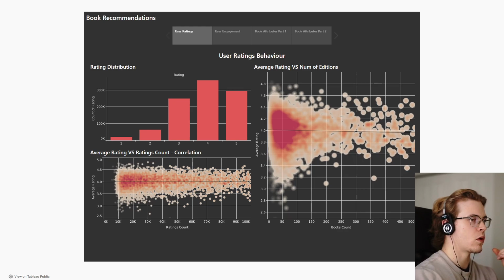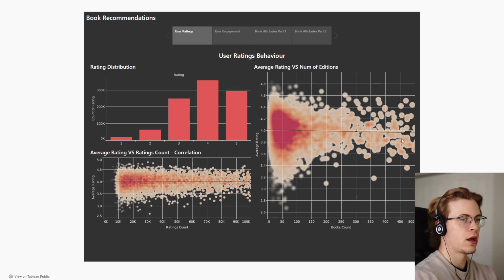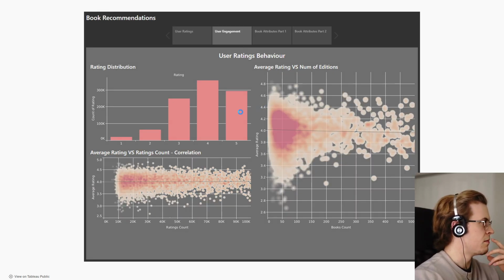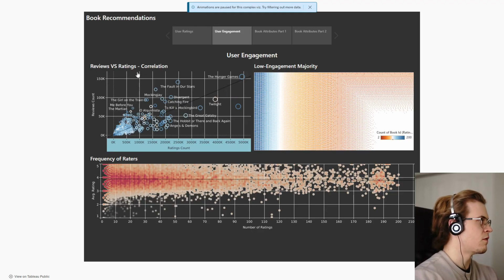So books with more editions tend to have a lower average rating. This is insightful because we can make assumptions about why this is the case. I have some ideas, but I won't get into that right now. Then we have user engagement, the reviews versus ratings correlation.